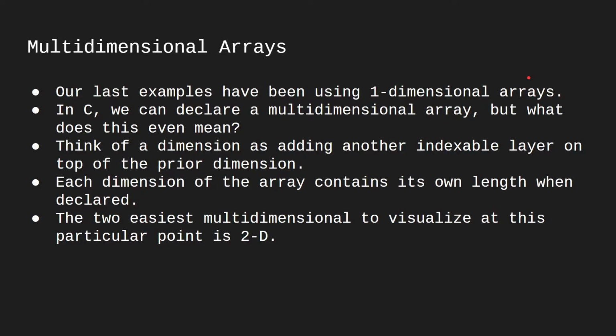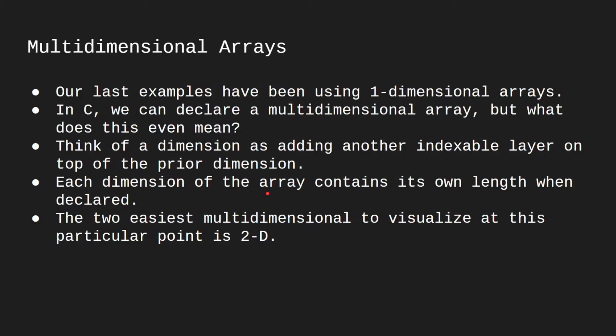Another part of arrays is multiple dimensions of arrays. Multidimensional arrays, we'll just stick to 2D for this particular visualization, are a way to declare basically a grid. So how do we declare that? How does it look? Another way of thinking about multidimensional arrays is that you're just adding another indexable layer on top of the prior dimension. For 2D, it's easy to visualize because it's basically just the Cartesian coordinate system.